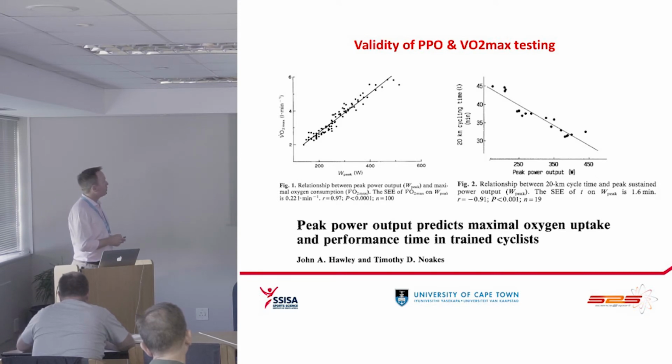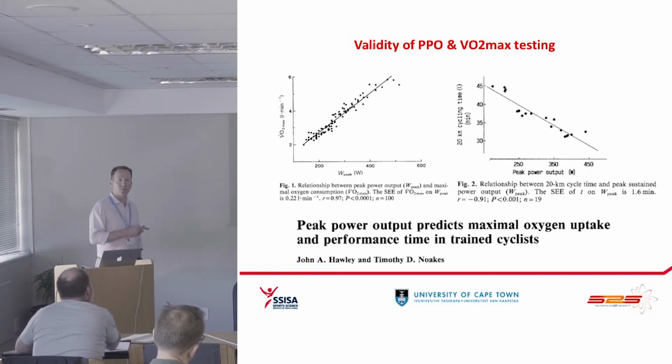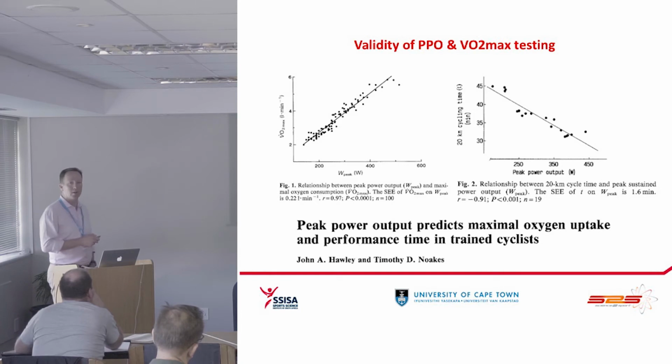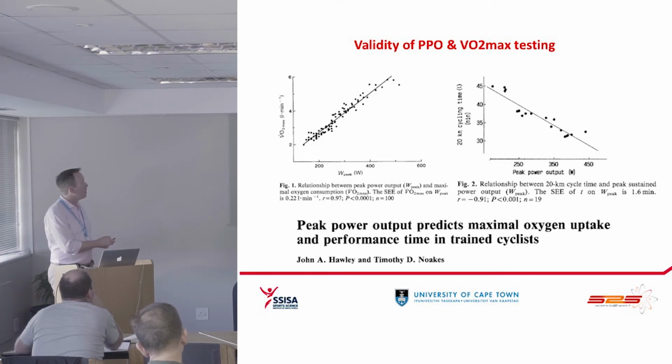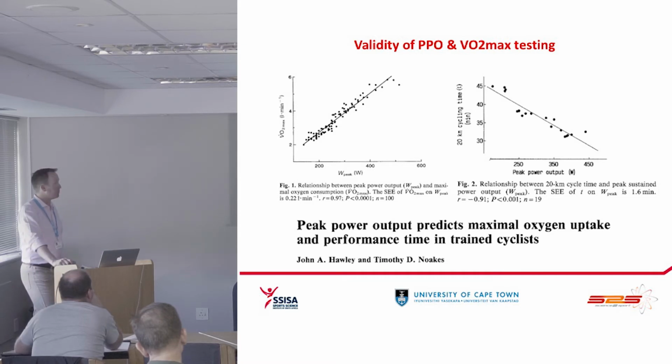This is the relationship between VO2 max and peak power output. Very tight relationship. Okay, and this is from Hawley and Noakes' original study, which was done in the late 90s, I think, or early 2000s. And that had a much longer protocol than the one that we use, but it still had a very tight relationship. And in this, they compared it to a 20K time trial. And the 20 kilometer time trial performance, so that's a critical indicator of performance, was very well predicted by the peak power output of their subjects.